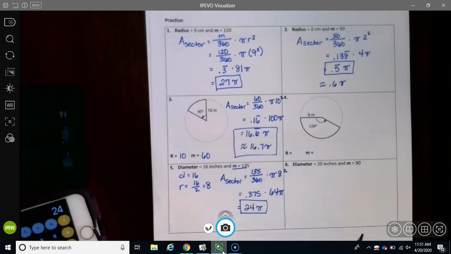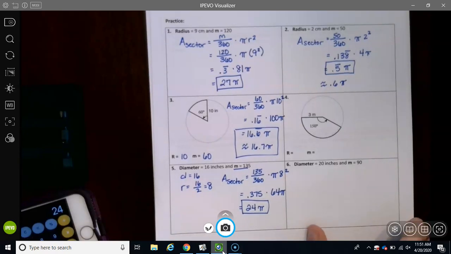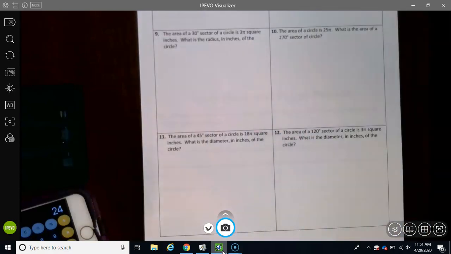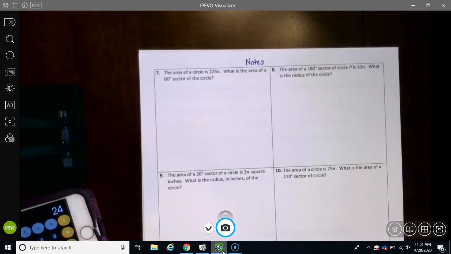Okay, so I just wanted to let you know how to solve these based on whether they give you the radius and the m angle or the diameter and the m angle. But you just plug them into your formula and solve. Let's do a couple problems on this next page, and then you'll have your assignment.